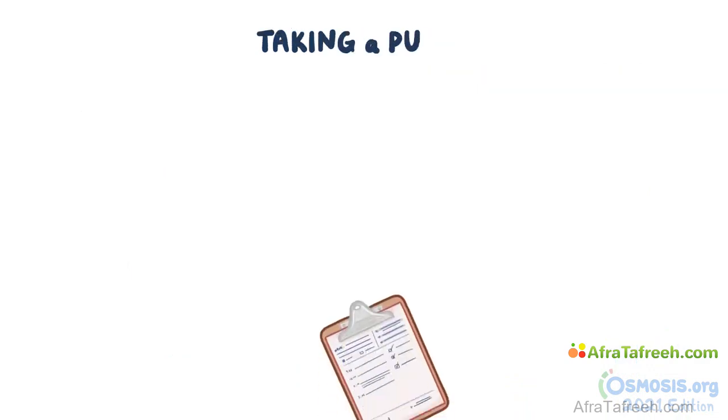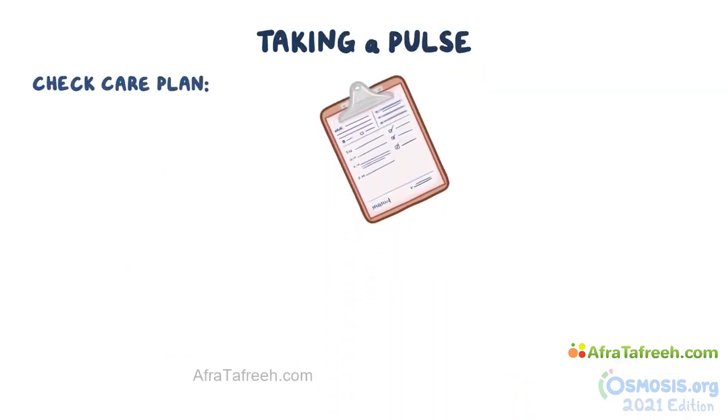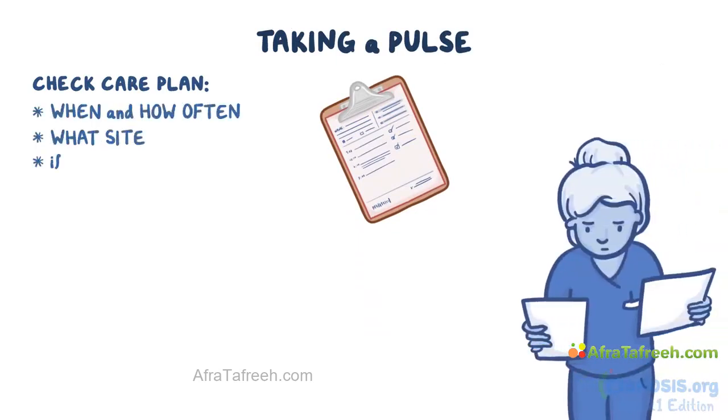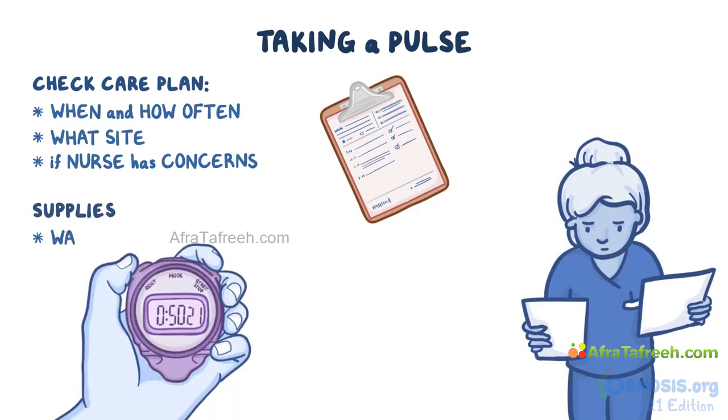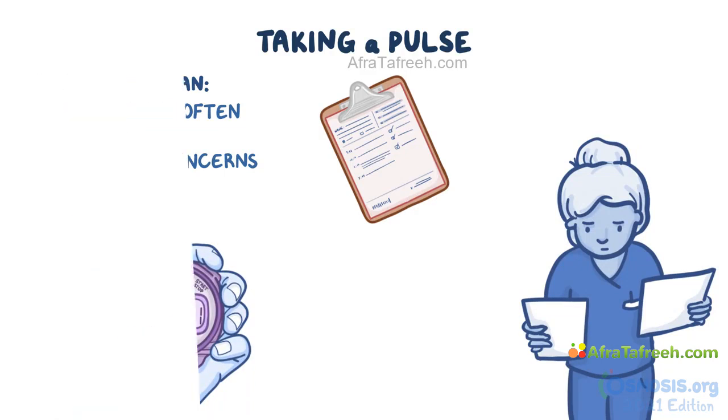Before taking a client's pulse, check with the care plan and the nurse to find out when and how often the pulse should be measured, what site to use, and if the nurse has any concerns about the client you should know about. You can then gather the supplies you'll need, including a watch. Remember to also practice hand hygiene.